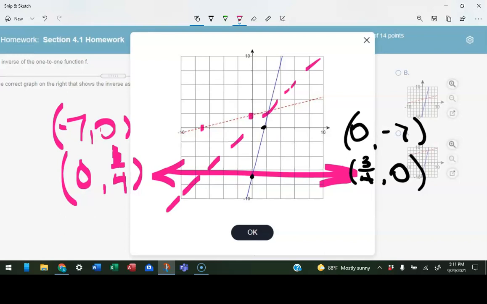So this is an amazing reflection across y equals x. And I totally butchered that last problem, sorry. But there you go, that is 4.1.